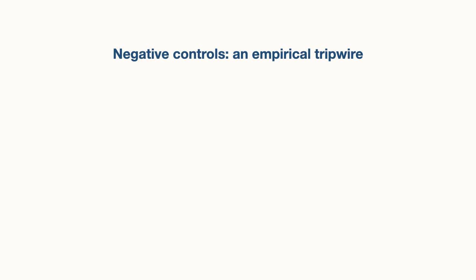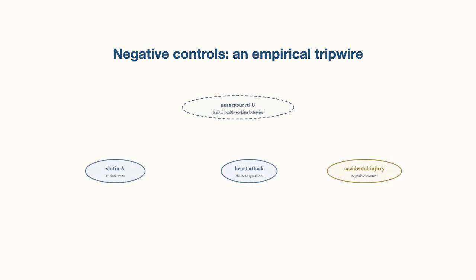A negative control goes hunting for real ones. The trick: find a question whose true answer you already know is no effect, but which carries the same confounding as your real question. Run your exact pipeline on it. If it finds an effect where none can exist, you have caught your bias red-handed.